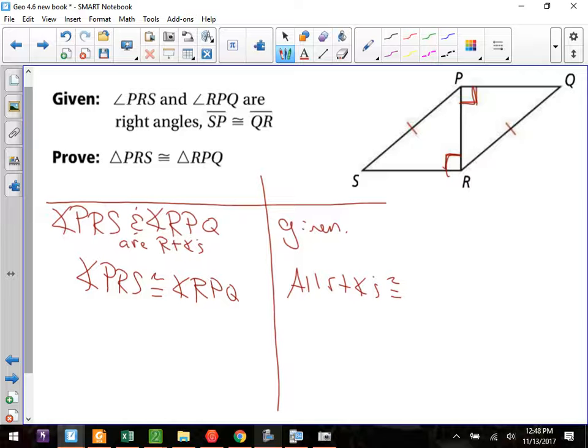Remember, the trick was whenever you get done writing something that is congruent, you're usually done with whatever you were just working with. Then you go on to the next statement. So our next statement is SP QR. It might be marked, you still got to write it down.